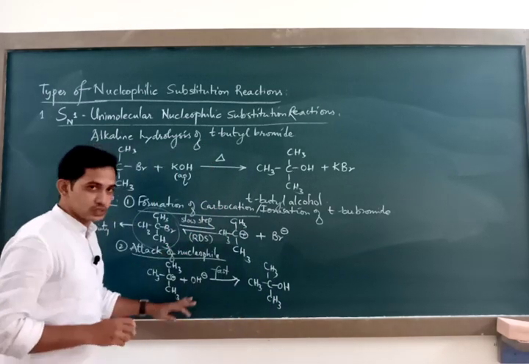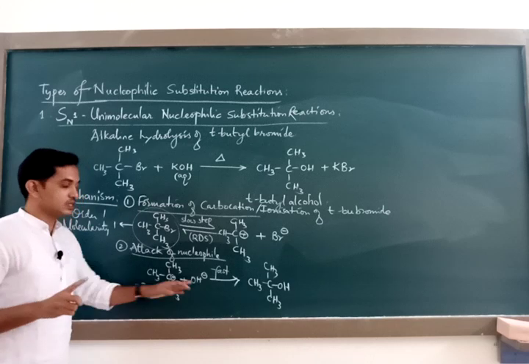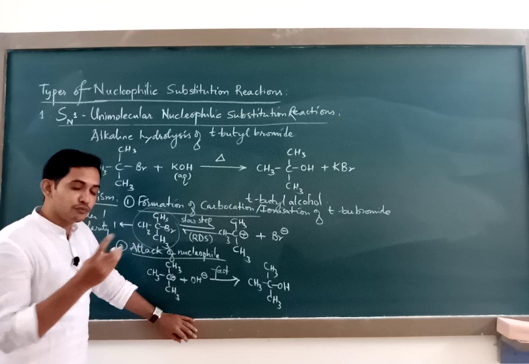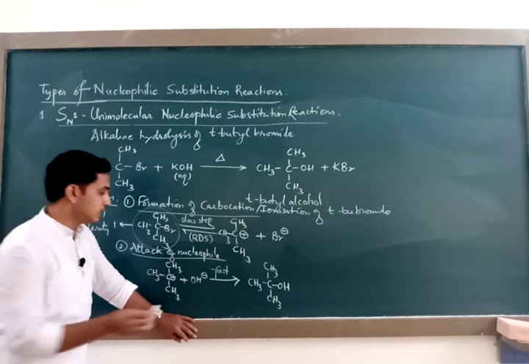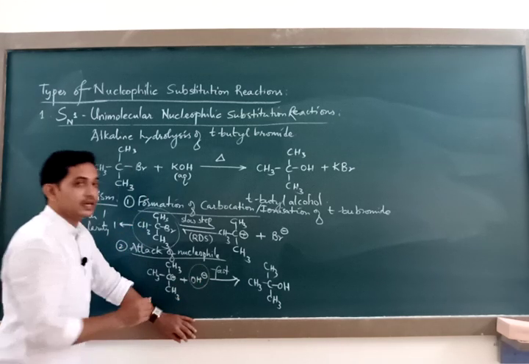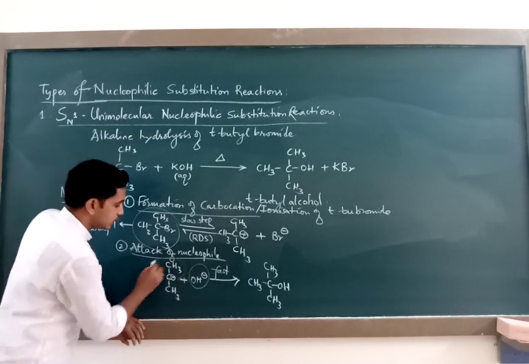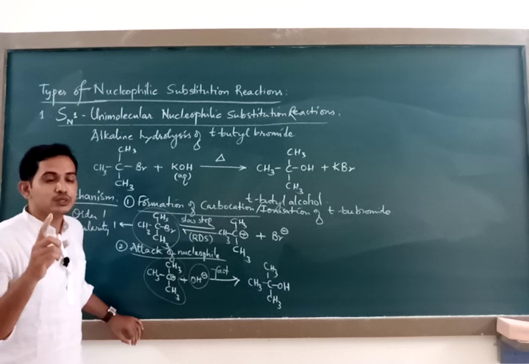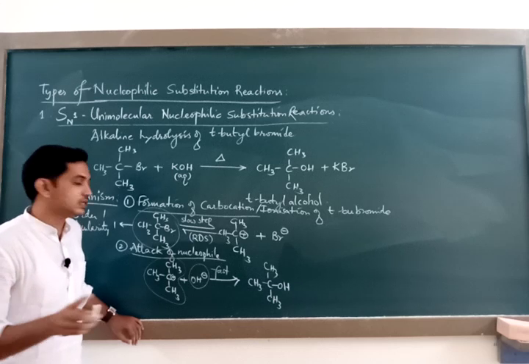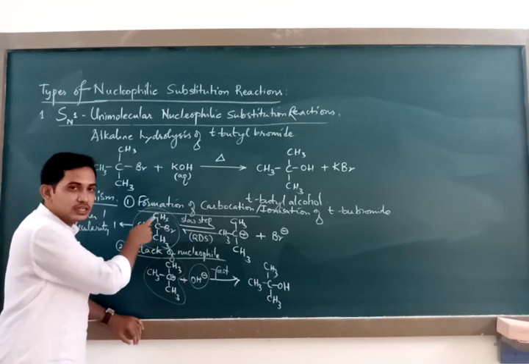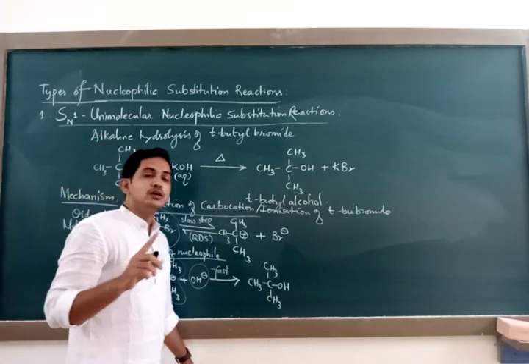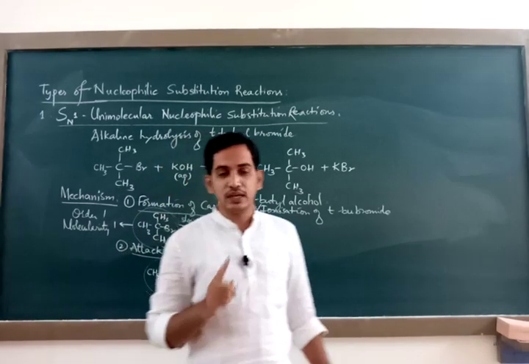So out of these two steps, if you apply law of mass action to the second step, it is not applicable because it is a fast step. Therefore, the rate of a reaction does not depend on the nucleophile. It does not depend on the concentration of tertiary butyl carbocation also. It depends only on the molar concentration of alkyl halide, that is tertiary butyl bromide. Hence the name unimolecular nucleophilic substitution reaction.